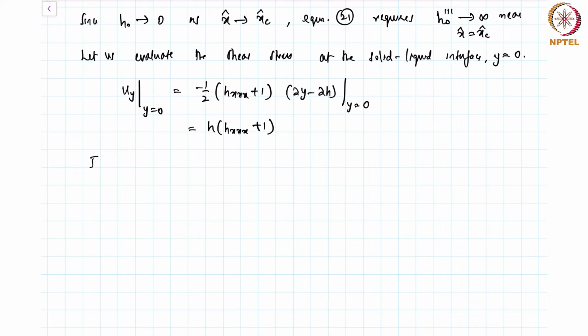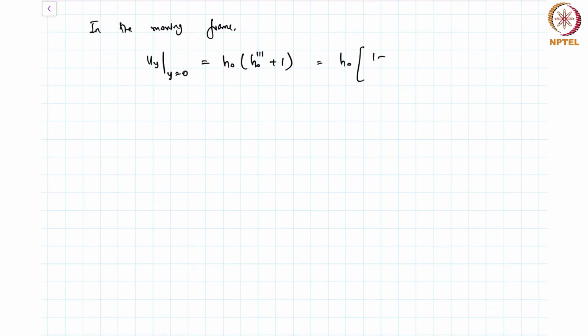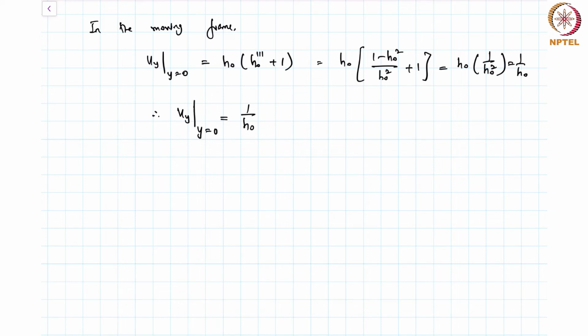So this is in the original frame. In the moving frame, the velocity gradient again becomes exactly the same, simply h naught times h naught triple prime plus 1. And you can clearly see the problem now. h naught triple prime is becoming very large. I can substitute the expression for h naught triple prime. What was it? It was 1 minus h naught square by h naught square plus 1. And that simply goes like h naught times 1 by h naught square, which is 1 by h naught. So in other words, what we find is that the velocity gradient, which is related to the shear and gives us the shear stress, goes like 1 by h naught.